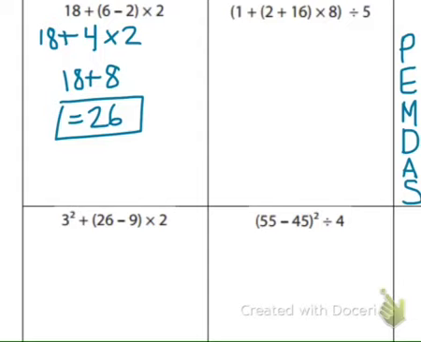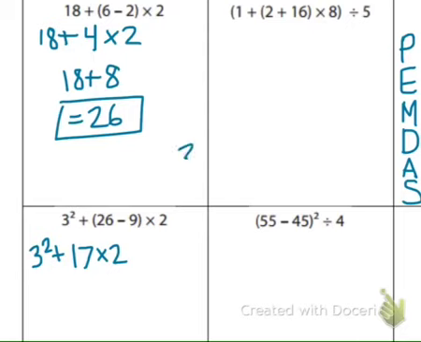On to the one directly below that. We do have parentheses. We have 26 minus 9. So the 3 squared plus comes down. Now 26 minus 9 is 17. And then times 2 also comes down. So we took care of parentheses. Do we have any exponents? Yes, we have 3 squared.